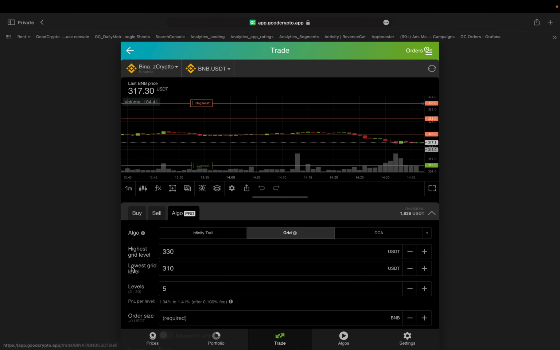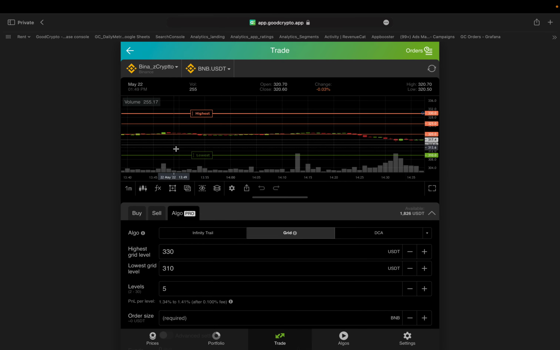So far, so good. Highest grid level, lowest grid level, shown here again. What does that mean? That means that all the other grid levels, there are five of them here, though it doesn't matter how many we will have, all the orders put on the chart and sent to the exchange by the grid will stay inside that range. Again, that's the highest price at which an order will be set, and the lowest price at which an order will be set by the grid.